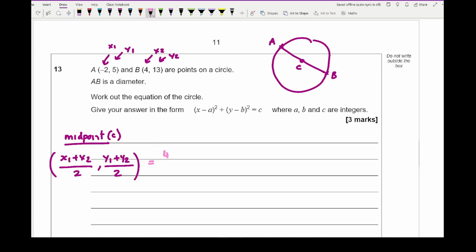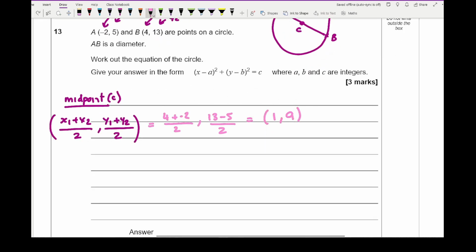Well, I'm going to get (4 + -2) over 2, and I'm going to get (13 + -5) over 2, and that gives me a midpoint coordinate of (1, 9). Oh, that should be a plus rather. There we go, that makes more sense. I was wondering where that 9 had come from. And as we've got the midpoint, my center coordinate is at (1, 9).